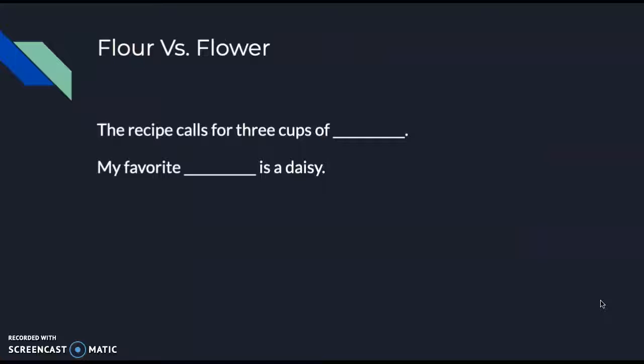Next, we have flower versus flower. Now, one of these flowers is the kind that you eat, and the other is the kind that you grow in your garden. Let's look at the sentence. The recipe calls for 3 cups of flour. My favorite flower is a daisy. Let's see which ones we use.